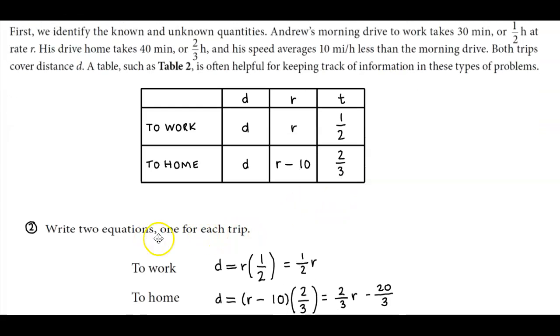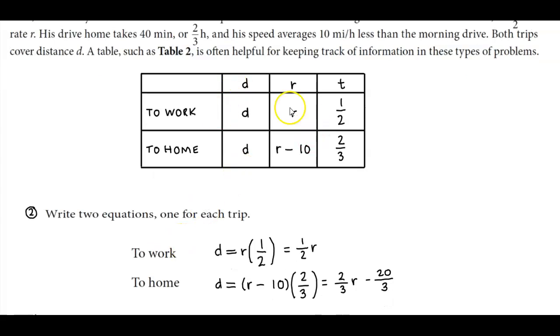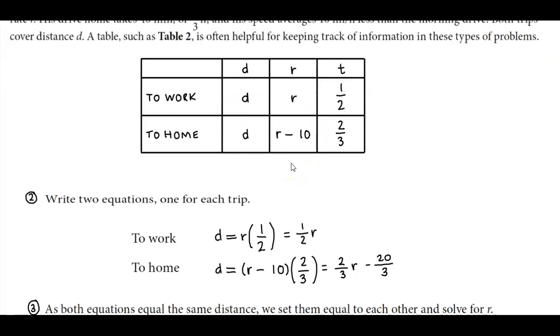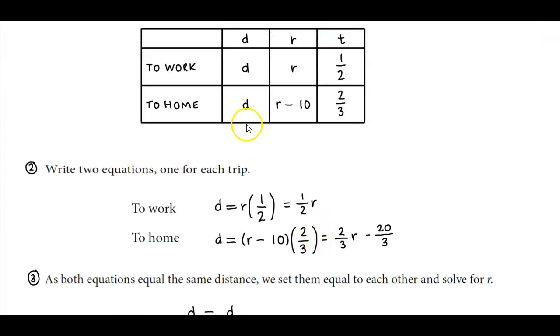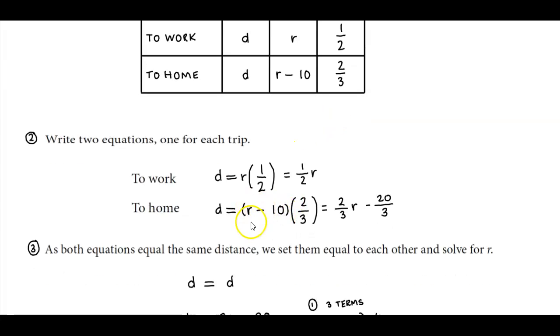So we're going to write two equations, one for each trip, according to the table that we've just created. Remember, the distance is equal to the rate times time. So the distance to work is R times 1/2, which is equal to 1/2 R. To home, again, distance is equal to the rate times time. So the rate is R minus 10, and the time is 2/3. If we distribute the 2/3 to both terms, we get 2/3 R minus 20/3.